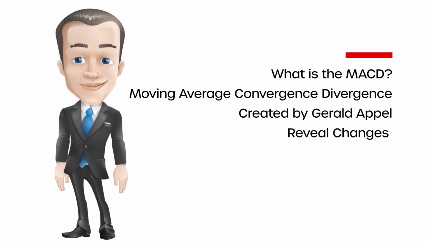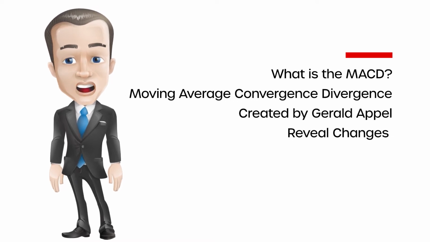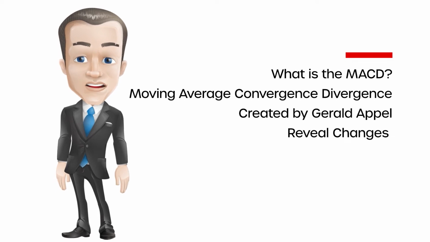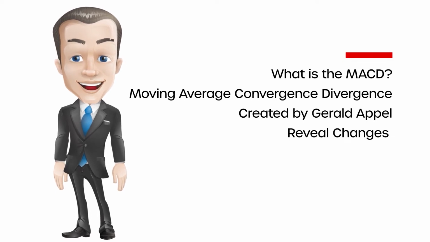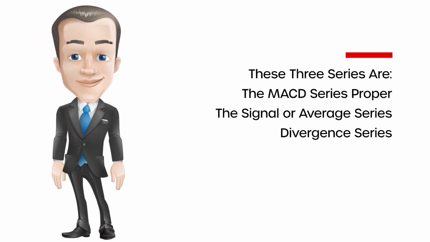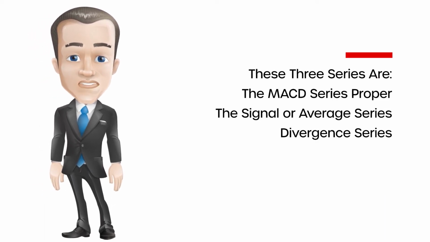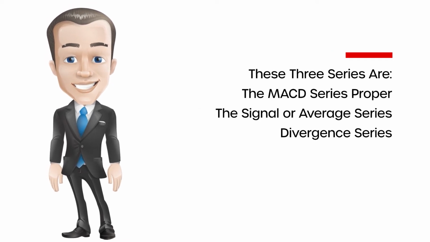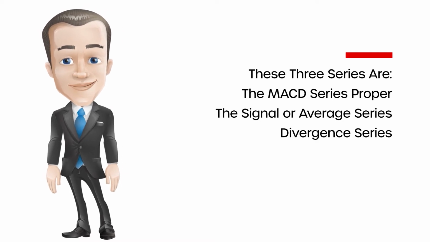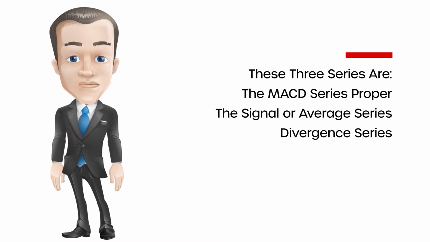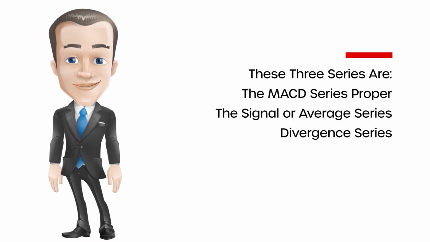The MACD indicator or oscillator is a collection of three time series calculated from historical price data, most often the closing price. These three series are: number one, the MACD series proper. The MACD series is the difference between a fast, short period, exponential moving average, EMA, and a slow, longer period, EMA of the price series.